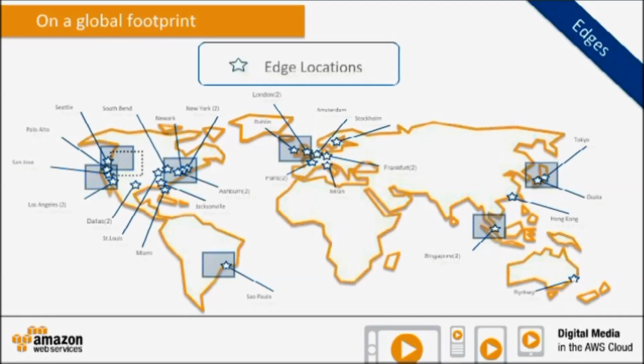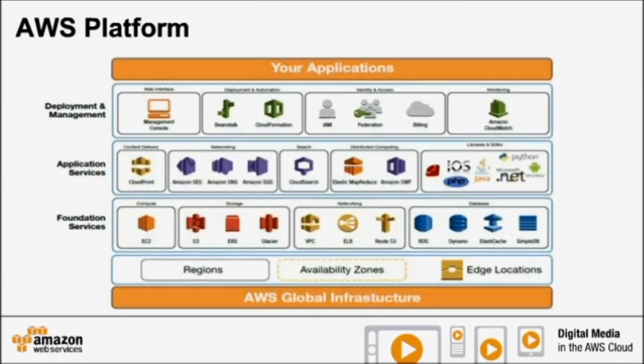So this diagram is a pretty detailed eye chart. I don't want to spend a lot of time on it, but basically what this is showing is the technology stack and the services that we provide. So at the very bottom layer, you see that AWS global infrastructure. Right above that is the regions and availability zones and edge locations that I just spoke about. On top of that, we've got our foundational services, things like compute and storage and networking.